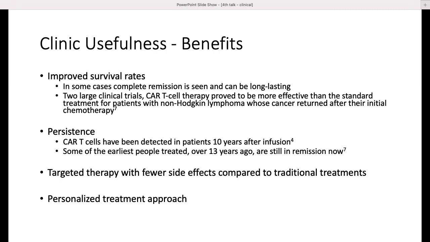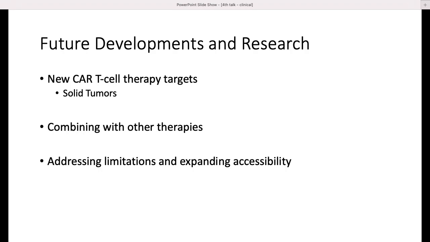And also this idea of it being personalized is really, really cool. And I think no matter what, even if CAR T cells doesn't end up making the headway that we all hope, this idea of us engineering cells to do a job is here to stay. This idea of personalized medicine is definitely here to stay, and I think it's a good thing.